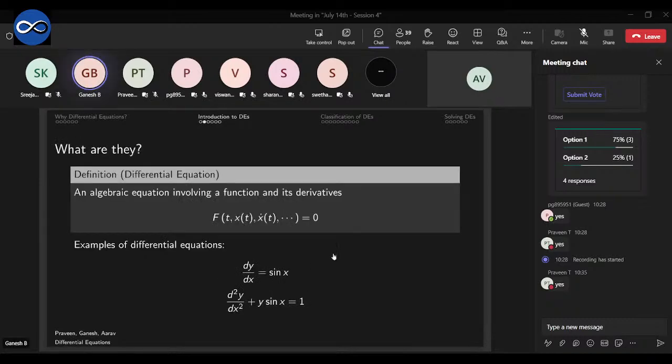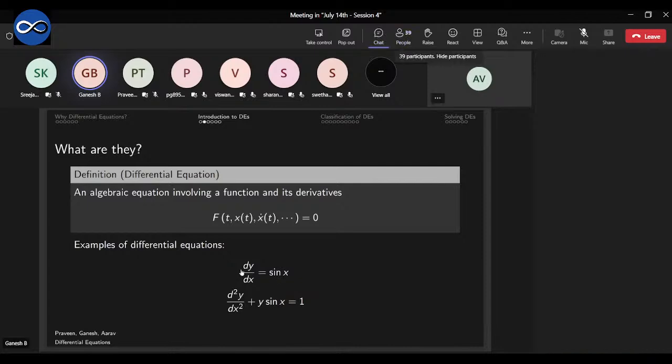We'll start with a simple definition. A differential equation is just an algebraic equation involving a function and its derivative. It's a function of the independent variable t and the dependent variable x, and x dot, which is its derivative, and so on. These are a couple of examples of differential equations.